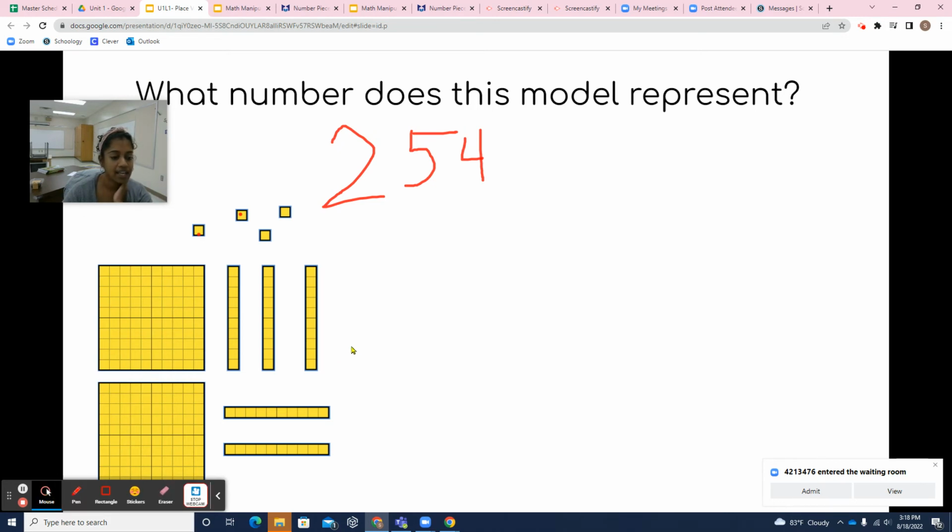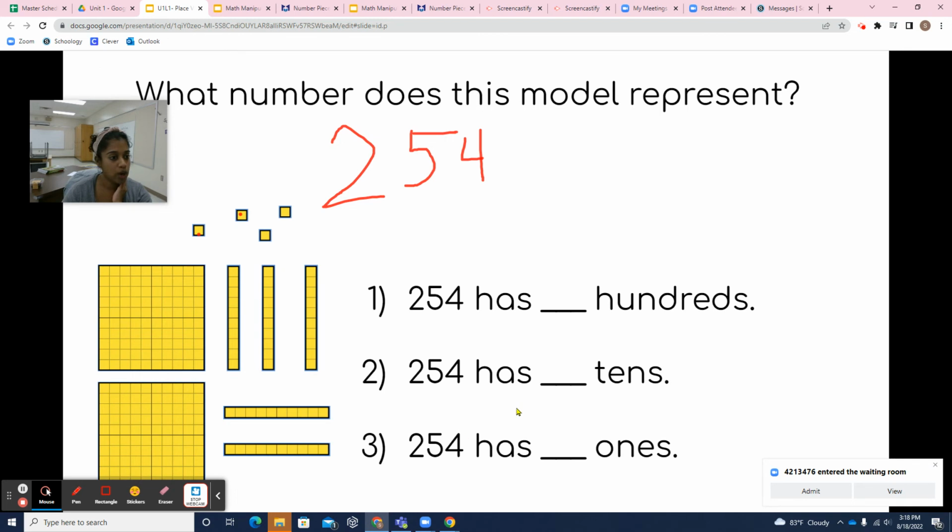Fantastic. Now we have some more questions. So we have 254. 254 has how many hundreds? I have 100, 200. Those are my flats. So it has 200s. 254 has how many tens? I have 1 ten, 2 tens, 3, 4, 5 tens. Let me write that in. And how many ones does it have? It has 1, 2, 3, 4. So I have 4 ones.